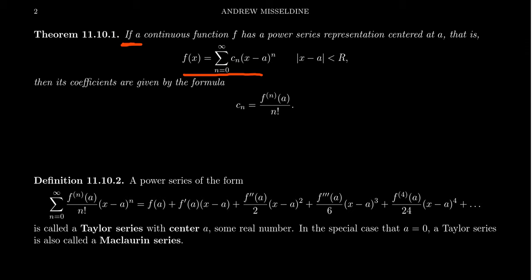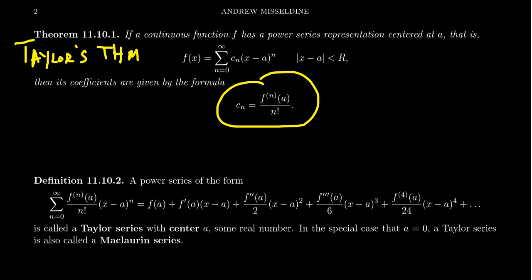But what we can then specify is that the coefficient sequence will be the nth derivative at a divided by n factorial. And this theorem right here is commonly referred to as Taylor's theorem. And this right here gives us Taylor's formula, the formula for the coefficient sequence in this series.